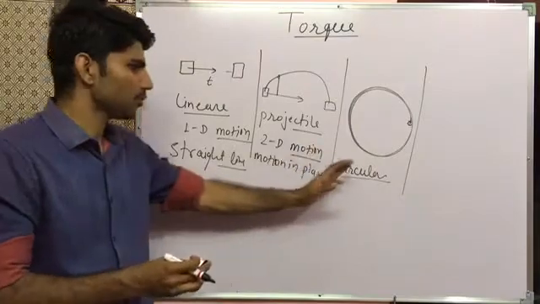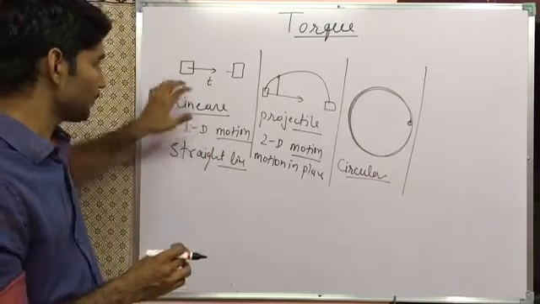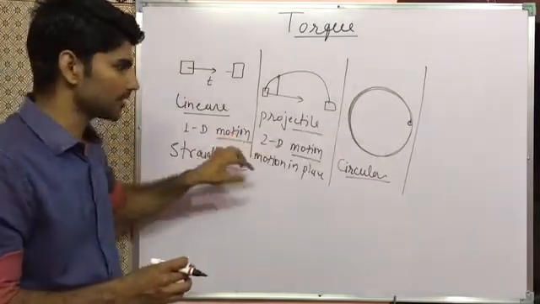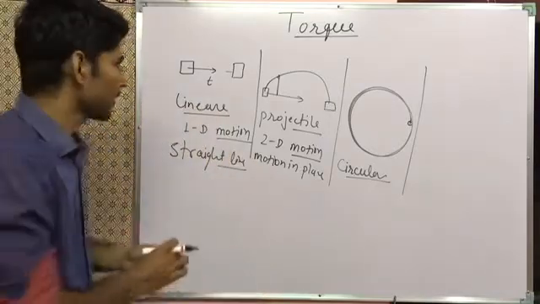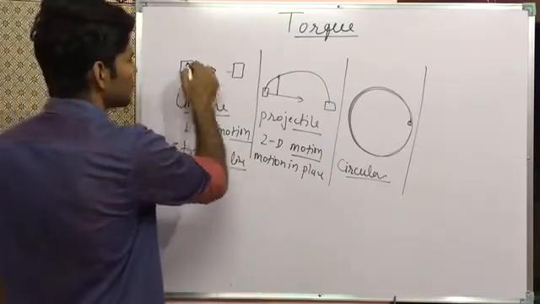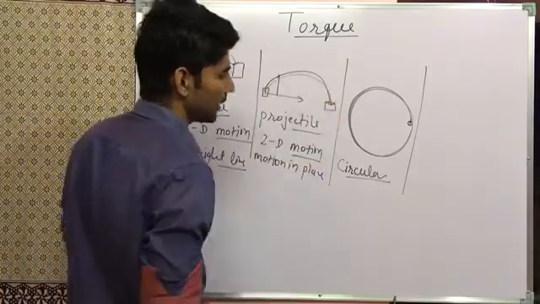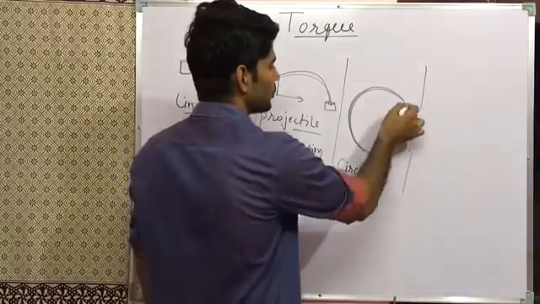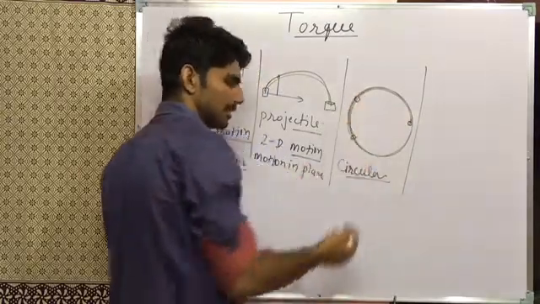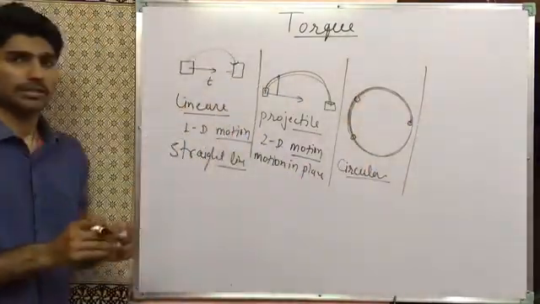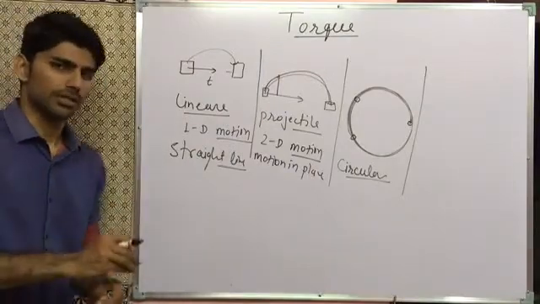In all three types of motion, there is a common thing. In the first, second and third case, in all three cases, the object is changing its position with respect to surroundings. Here, this object changes its position from here to here. In this case, the object changes position from here to here, and in this case, the object moves along a circular path and changes its position from here to somewhere else. So in all three cases, the object is changing position with respect to time and surroundings also.